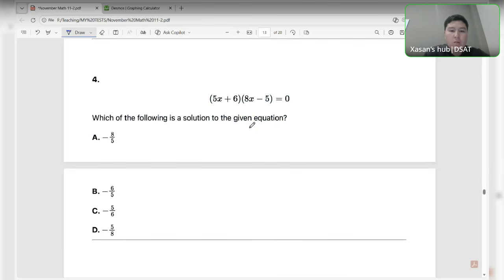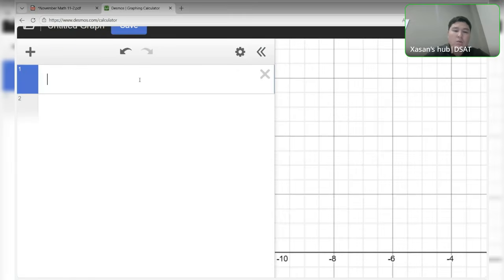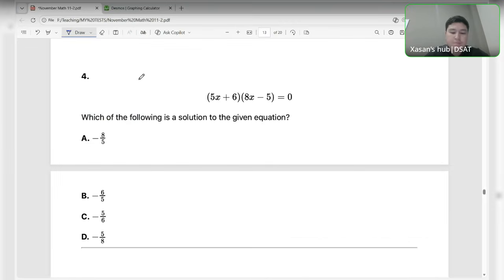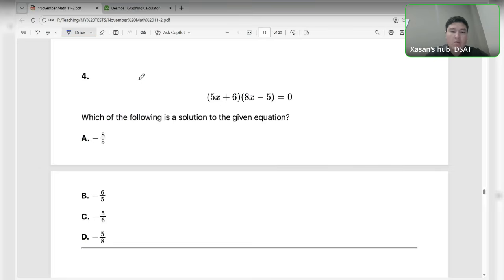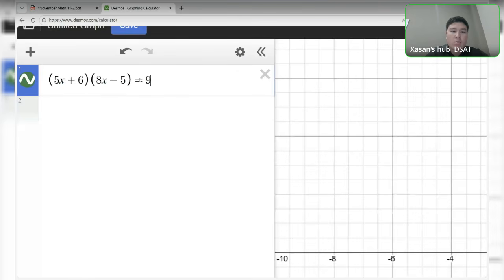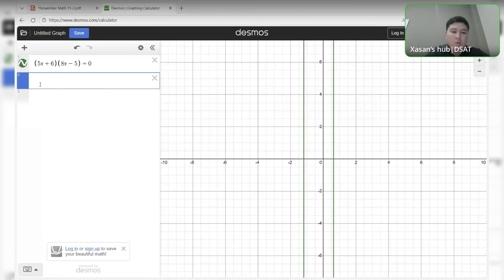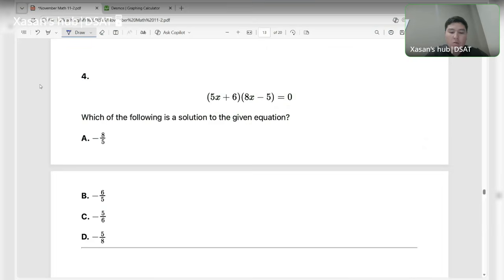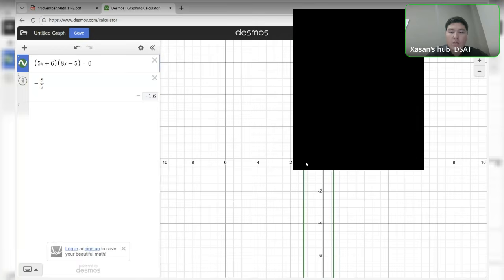Question 4, which of the following is the solution to the given equation? Yeah, that one is now Desmosable. You can write the given equation, 5x plus 6, and then 8x minus 5, equals 0. The solutions are negative 1.2 and this number. So then check the answers. We have negative 8 over 5. Is that matching? No, it is not matching with the negative answer.